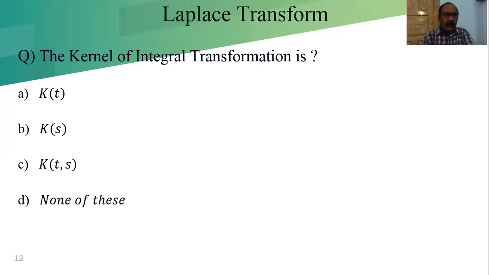What we learn in the integral transformation is integration over a to b, f(t) multiplied by the kernel, that is K(t,s) dt. Therefore, K(t,s) is the kernel of the integral transformation. That is, answer C is correct.